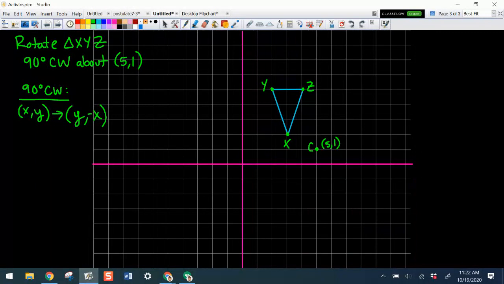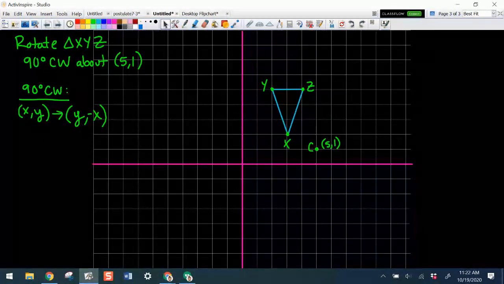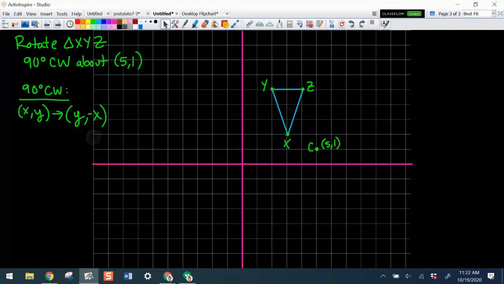But I have triangle XYZ here. I have my center of rotation located at (5, 1). And we are asked to rotate triangle XYZ 90 degrees clockwise about the point (5, 1). Now, this is the function that we use for a 90 degree clockwise rotation. It tells us every point will go to (y, -x): we swap x and y and change the sign of the second number, or in this case, when we swap it, we change the sign of x.